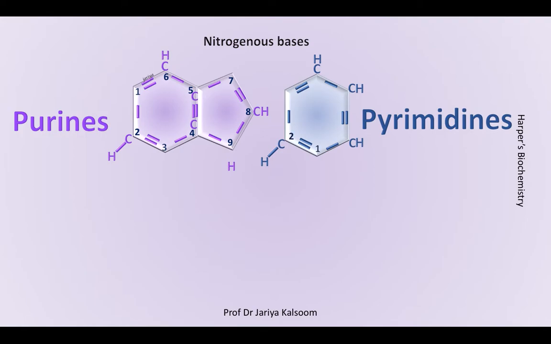When referring to specific atoms of a nucleotide, each carbon of the sugar is numbered with a prime symbol to distinguish them from the carbons of the nitrogenous bases.